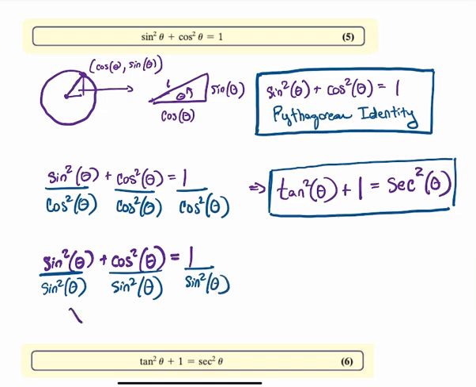So now the first term will reduce just to 1. The second term is cosine squared over sine squared. Cosine over sine is the cotangent, so that would reduce to the cotangent squared. And then 1 over sine squared. 1 over sine is the cosecant, so 1 over sine squared will be the cosecant squared. So this is our third Pythagorean identity.